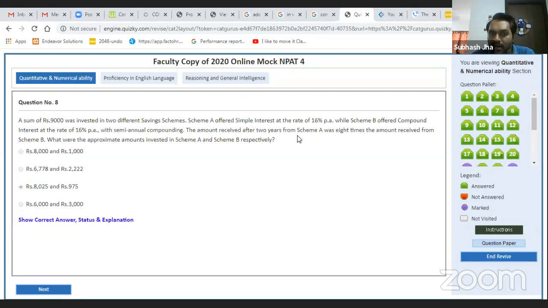Now, the amount received after 2 years from scheme A was 8 times the amount received from scheme B. Here you need to understand total it is 9,000. Here also it is 16%. Here also it is 16%. If both were simple interest, then the ratio would be simply 8 is to 1, meaning 8,000 and 1,000. But we can see in the question that cannot be the answer because one is simple interest and one is compound interest. Now in compound interest we will definitely get more interest.